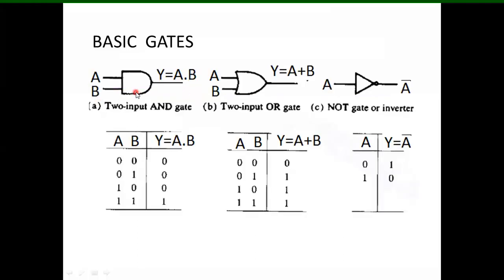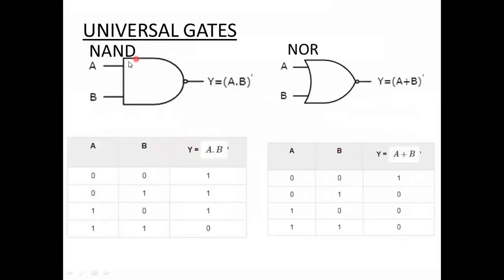These are basic gates: AND, OR, NOT. This is the NAND gate. For this NAND gate, the two inputs are taken as A and B. What is the output we are getting for this NAND gate? A dot B whole bar. Remember this, two inputs A and B. If the two inputs are changed, then the output expression is also changed.